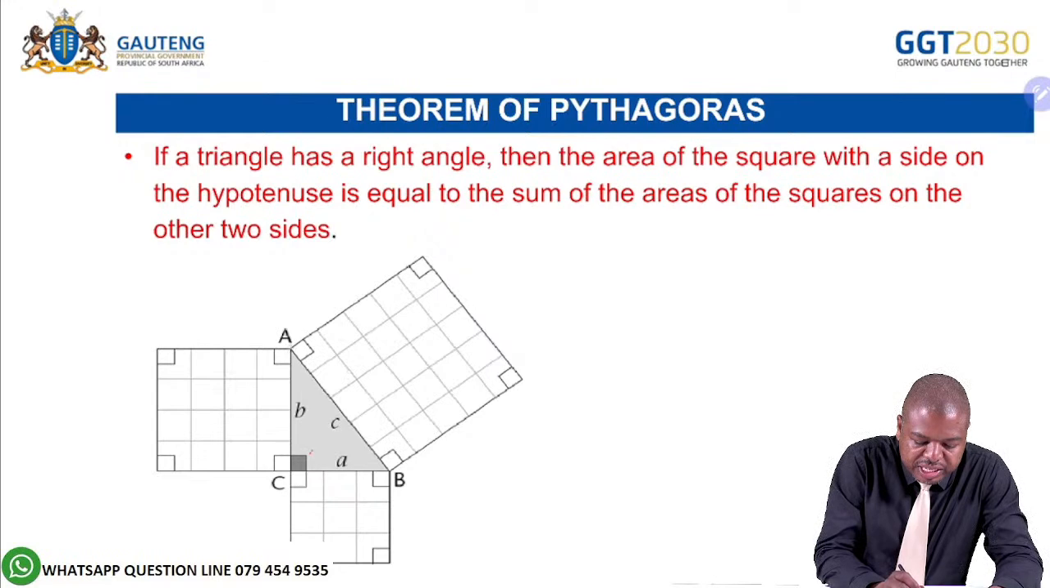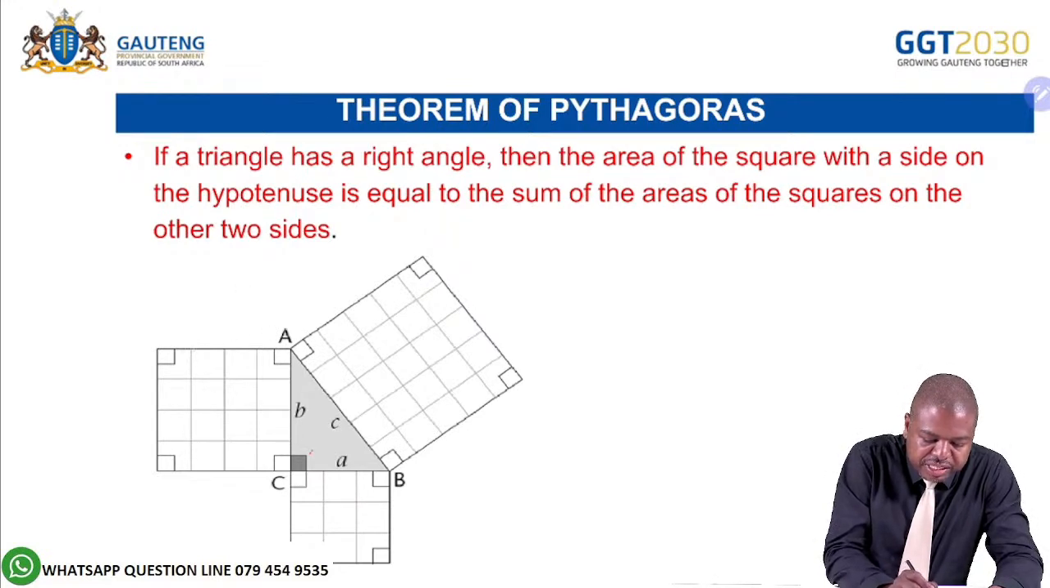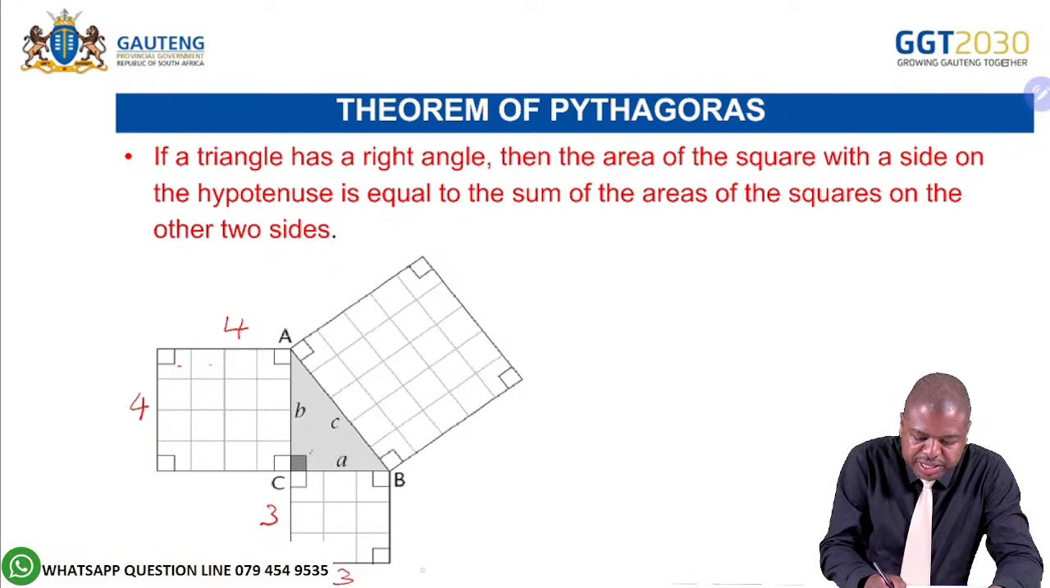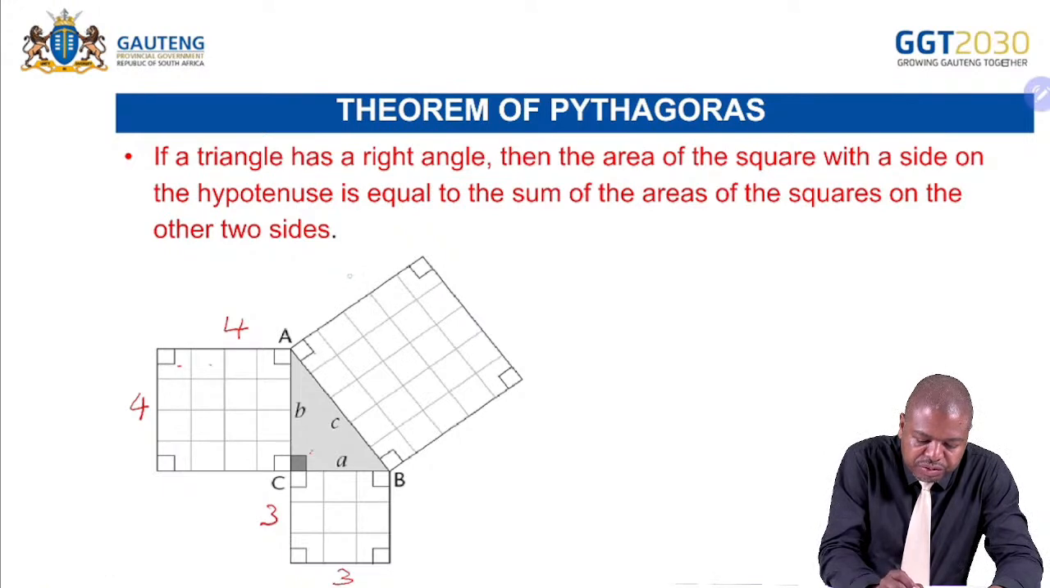If you check side AC, how many squares do we have there? If you count, 1, 2, 3, 4, we've got 4 squares. And this side, how many squares do we have? We've got 4 squares. And this side, BC, is 3 and 3. And this side, how many squares do we have? If you count 1, 2, 3, 4, 5, we do have 5 squares there and 5 squares there.